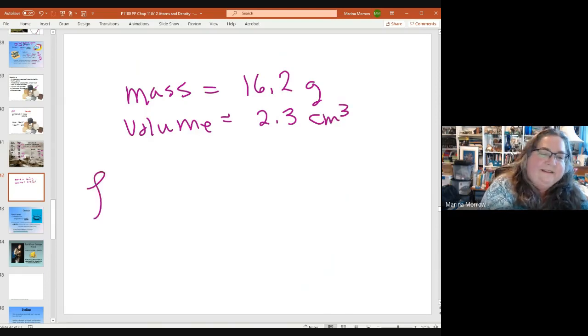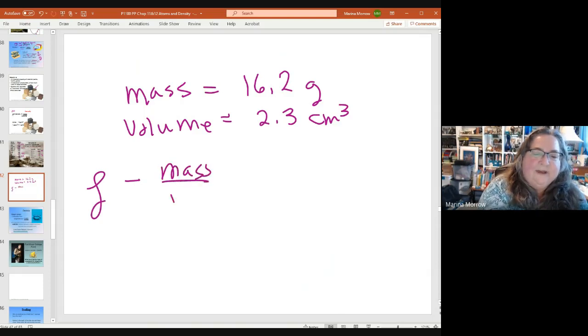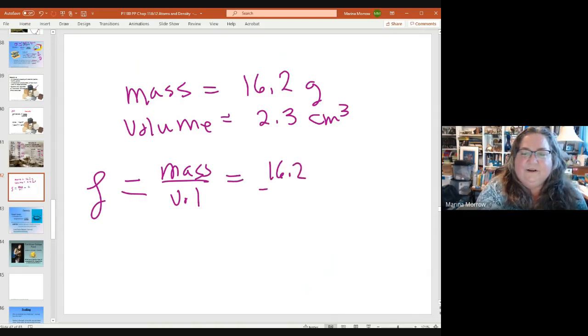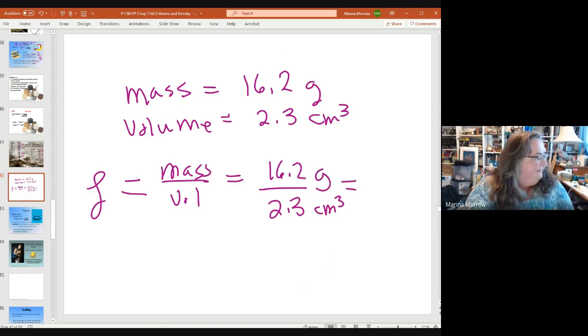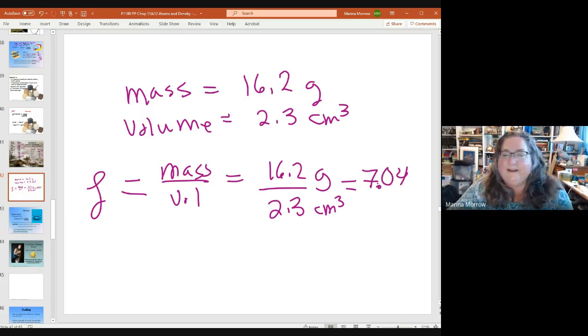So to find the density, mass divided by volume, and so 16.2 over 2.3 is going to equal 16.2 divided by 2.3 equals 7.04.